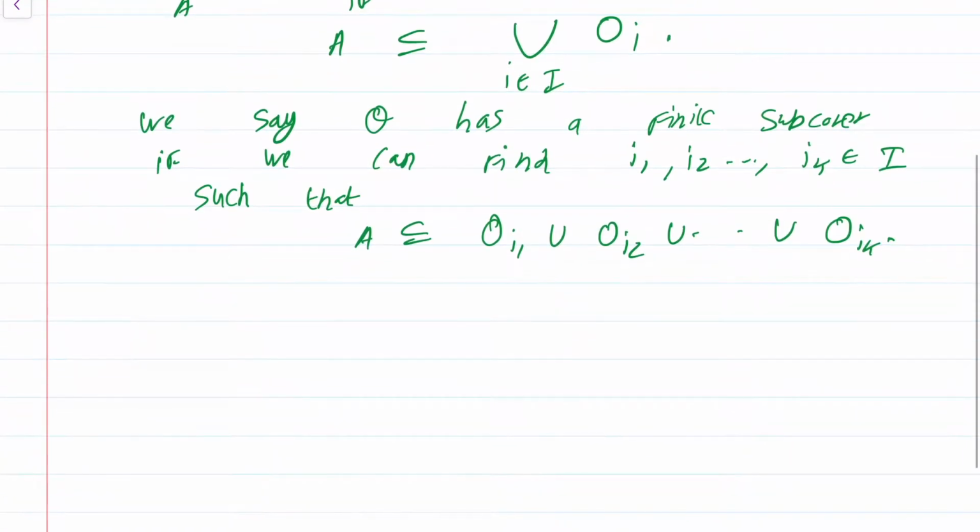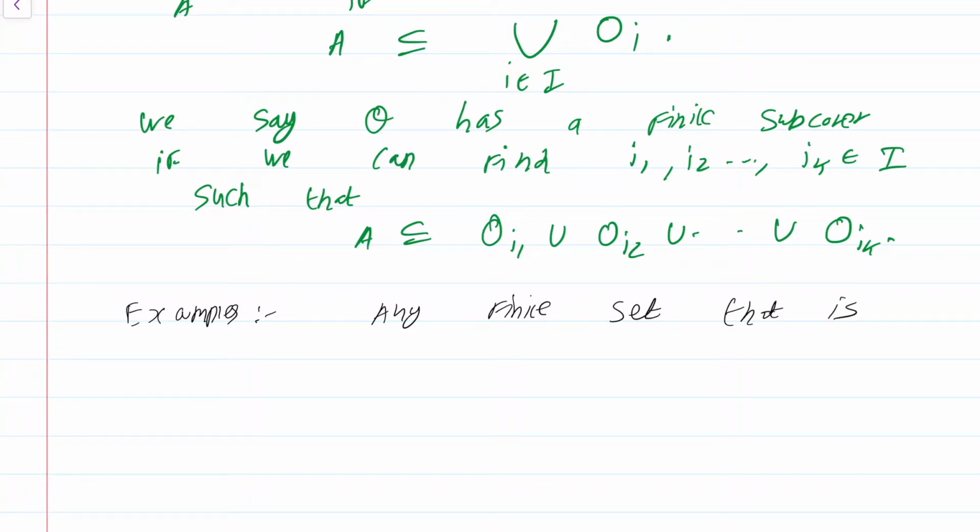So first let's see an example, or let's see several examples. Example 1: any open cover of a finite set admits a finite subcover.